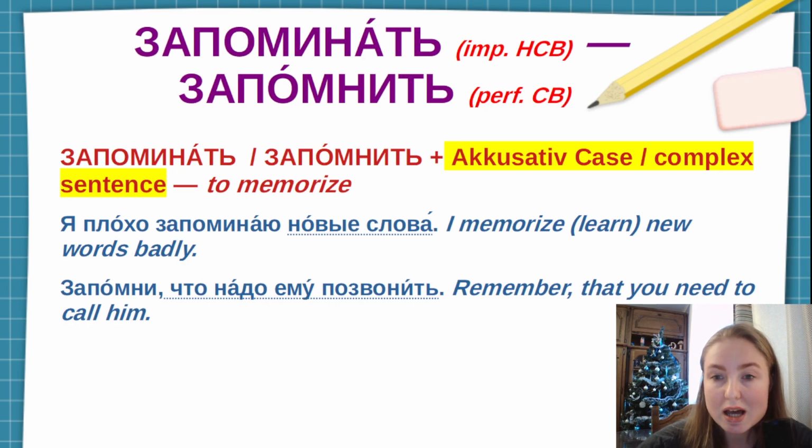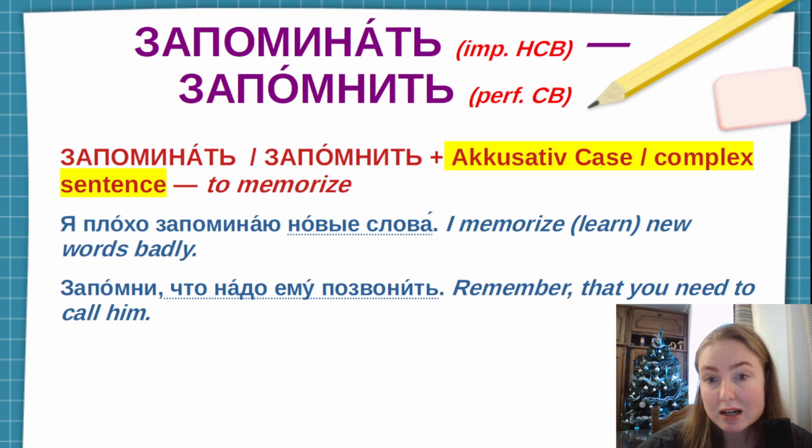Okay, so here we have two verbs, two forms, запоминать and запомнить. Запоминать, this verb is imperfective, несовершенный вид. So, запоминать is a process, an action, or an action which is repeated. Like, я плохо запоминаю новые слова. I memorize or learn new words badly.